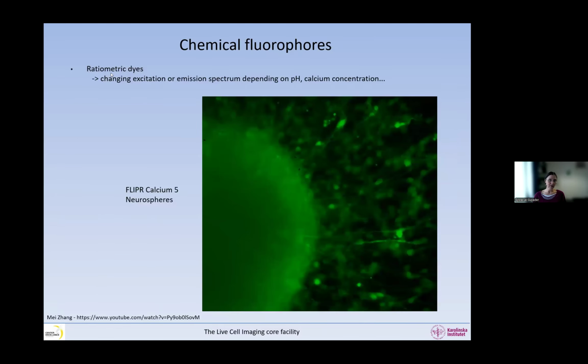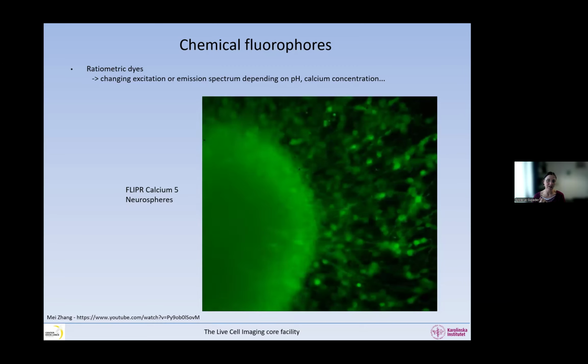As an example, we have ratiometric dyes that change excitation or emission spectrum depending on the pH, for example, or the calcium concentration. This is an example of Fluo-calcium 5 in neurospheres, where you have a high concentration of calcium, this is when the fluorophore is going to fluoresce. Where you have a low concentration, there's a lower fluorescence. So you can measure the calcium concentration with this dye.